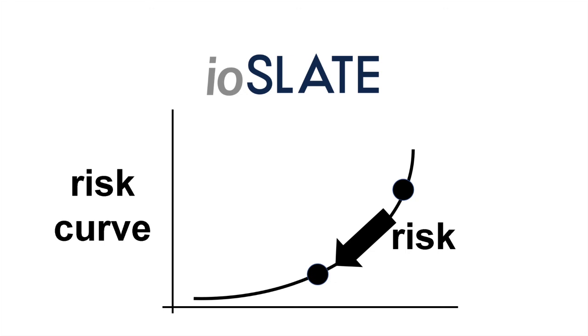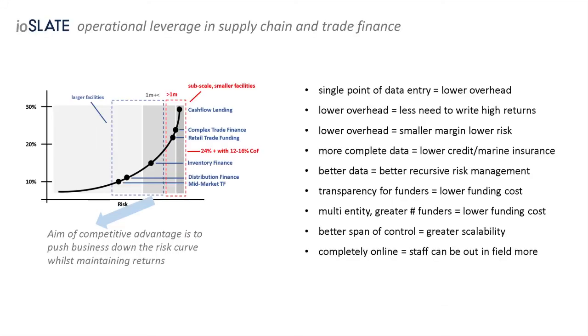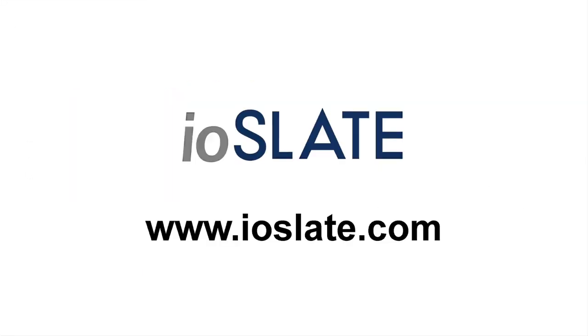Back to the risk curve again. If you're in the business of financing those risks, it's valuable to be able to move further down the curve with a vastly more efficient software tool. And if you want to know where the risk in your supply chain sits, ioslate does that for you too. At the start, we always used to say that ioslate turns unstructured data into an asset, but actually these days it's far more than that.